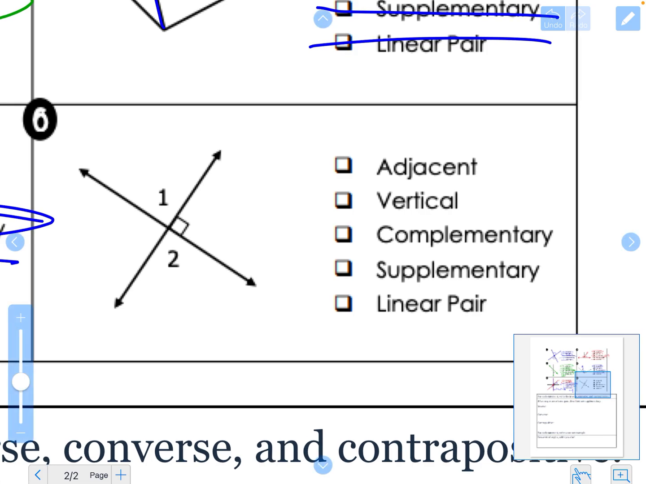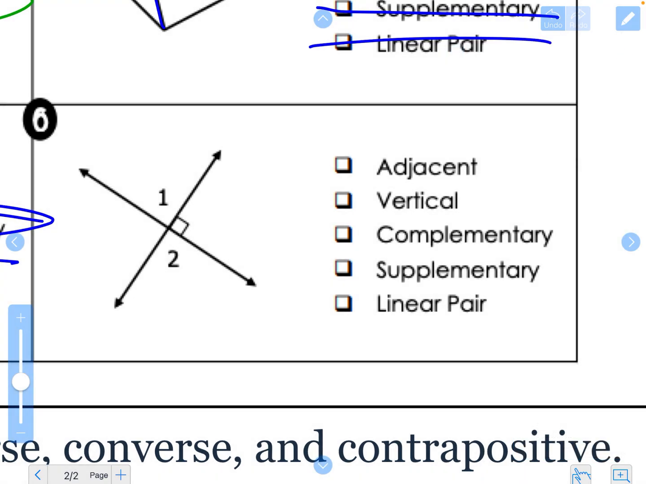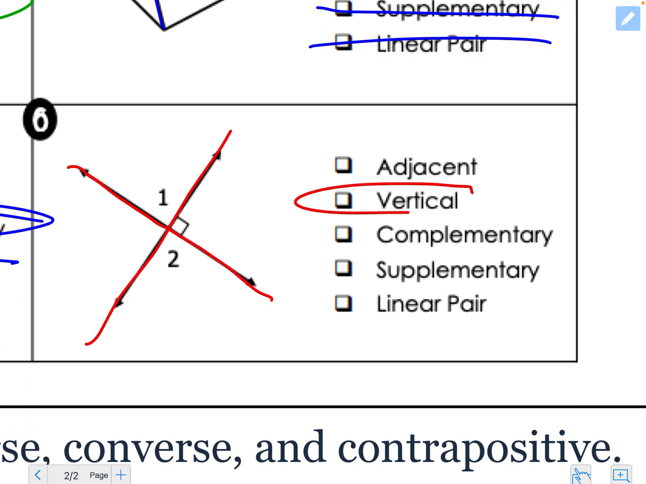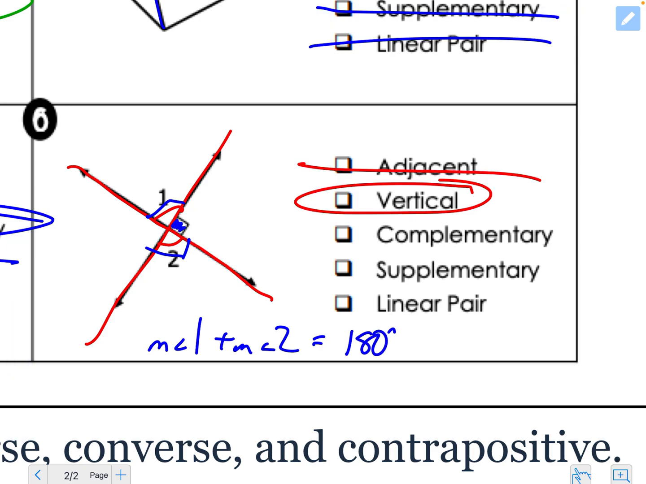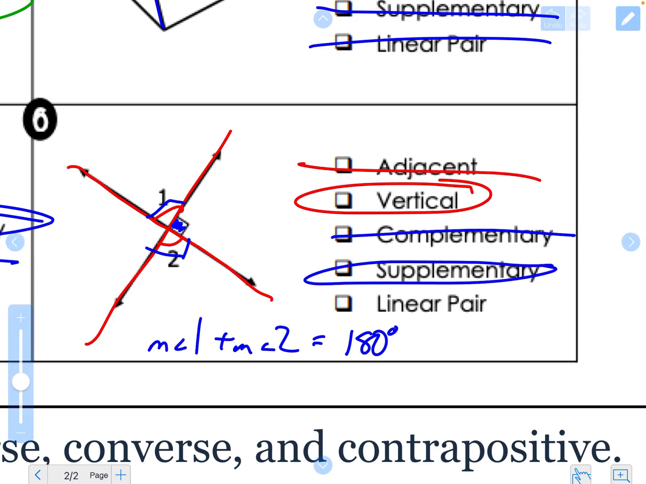All right, so now let's look at our last example. I see that these two lines are intersecting lines, which tells me immediately that angle 1 and 2 are congruent. So that makes them vertical. And they are also opposite of each other. If they're opposite, they cannot be adjacent. I know that angle 1 is going to have a 90-degree angle because of this box right here. If they are both congruent, that means that 2 is also 90. So the measure of angle 1 plus the measure of angle 2 equals 180 degrees, which tells me that these are supplementary. But since I crossed out adjacent, they cannot be a linear pair.